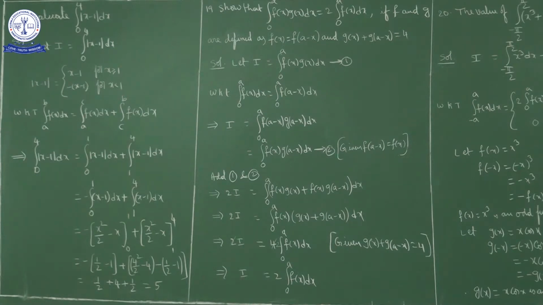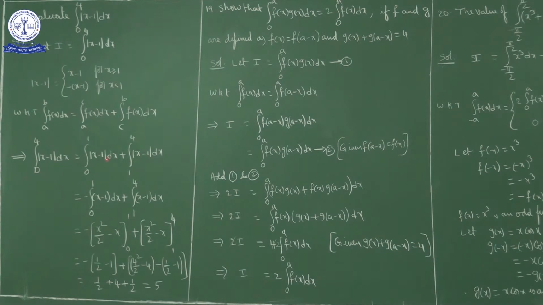We know this property: integral a to b f of x dx can be written as integral a to c f of x dx plus integral c to b f of x dx. It is nothing but splitting the range of the limit. Instead of calculating from a to b, we calculate from a to c and c to b. Now here, integral 0 to 4 modulus of x minus 1, I'll write as integral 0 to 1 mod x minus 1 dx plus integral 1 to 4 mod x minus 1 dx.